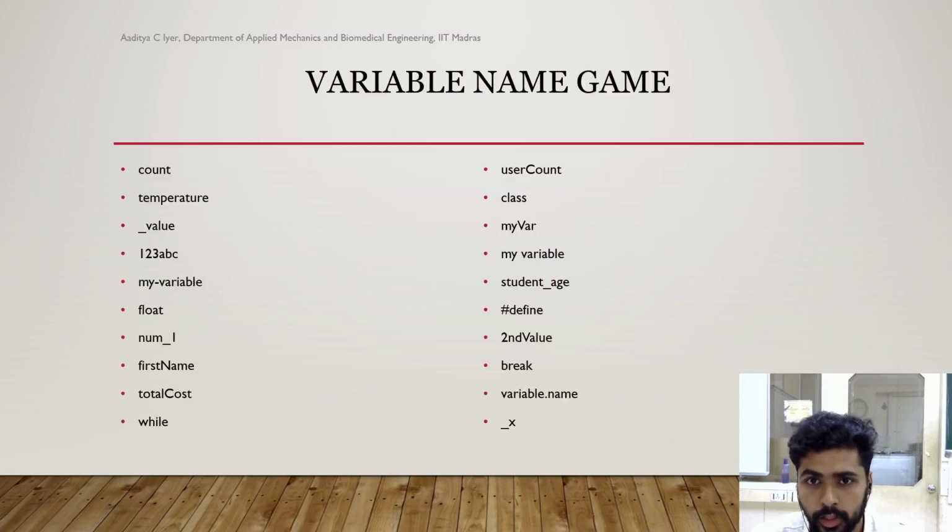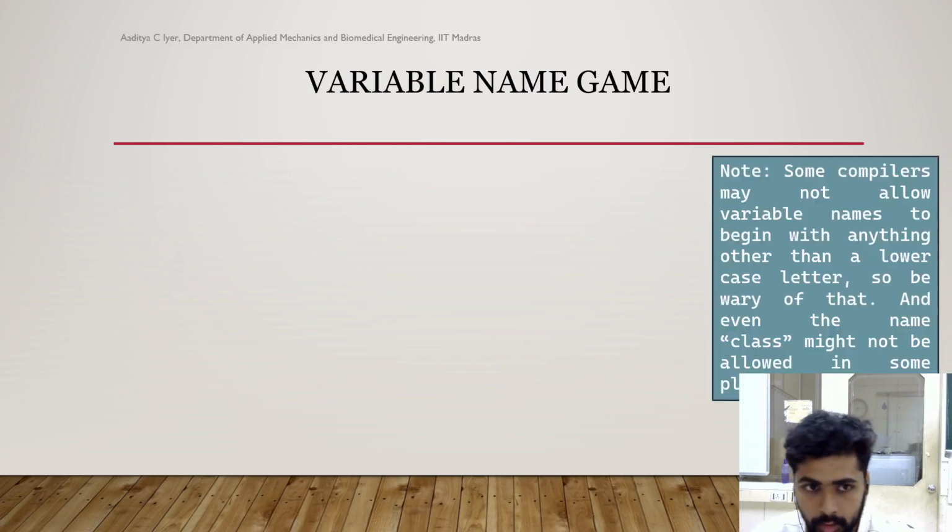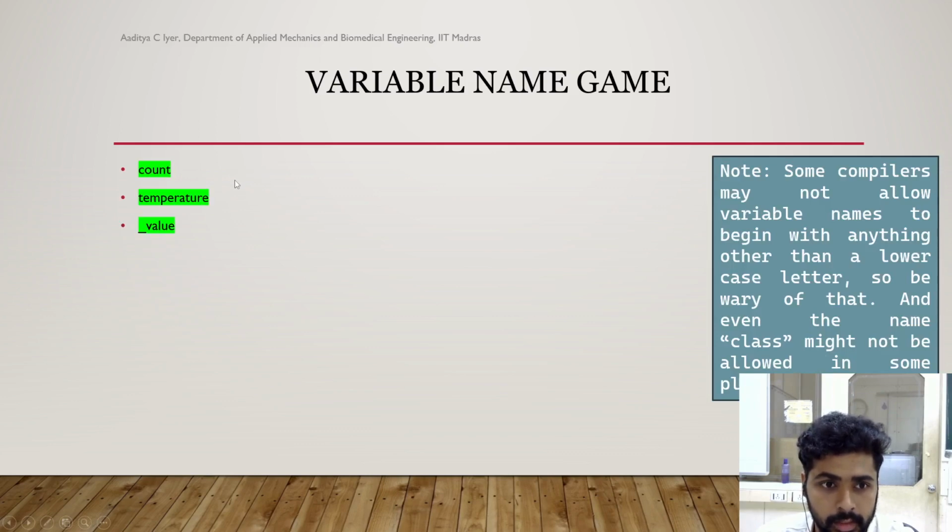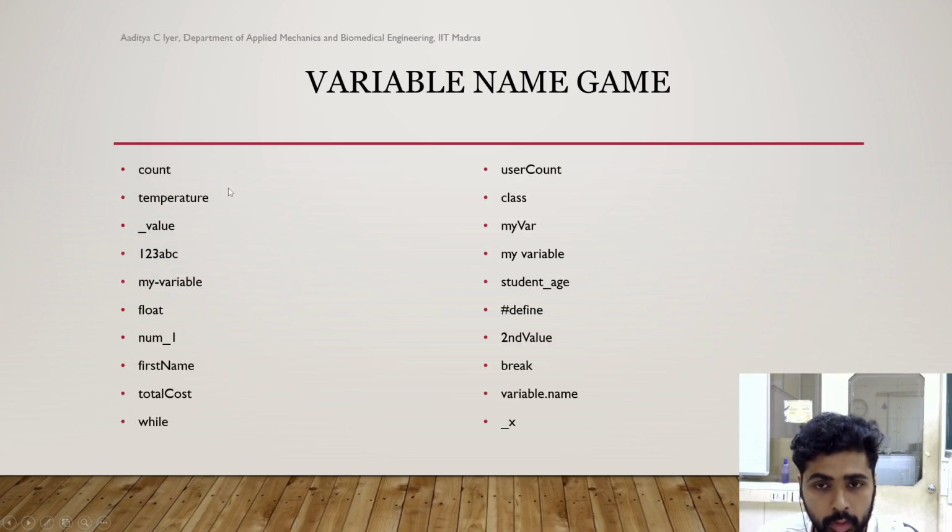Now let's move on to the third thing for the day, the variable name game. I have to see which variable in this list is valid and which is not valid. So let's go. Count is valid. Next is temperature, valid.